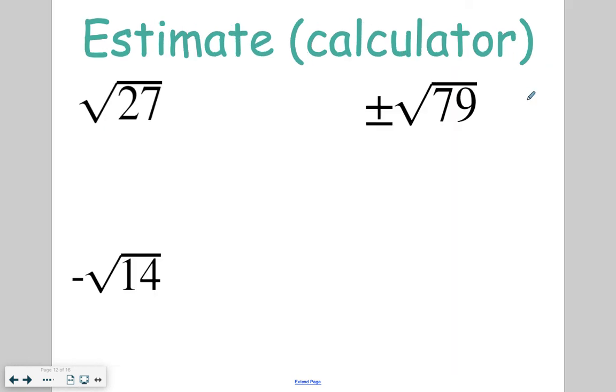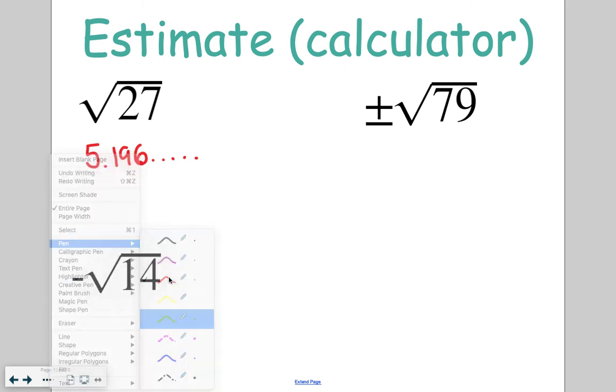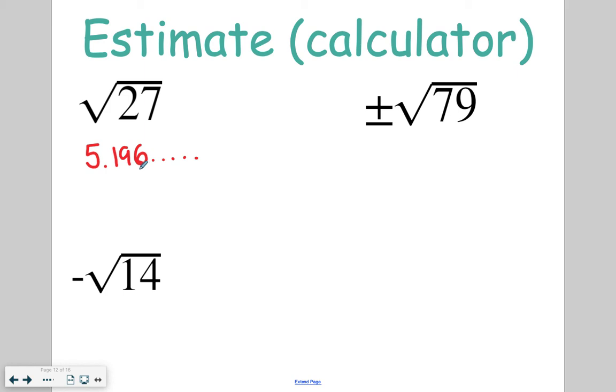So now, using whatever calculator you have, you would type in square root of 27. And that's going to give you an initial answer of 5.196, and so on. What we need to do is then be careful in our rounding. If we are rounding to 2 decimal places, we look to the third. The 6 tells me to go up. So instead of having this be 0.19, I go up to the next number, and that would be 0.20.